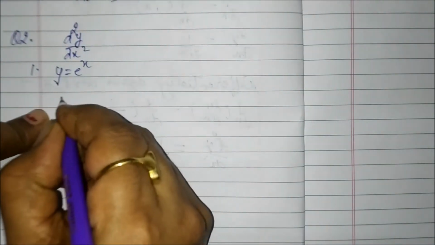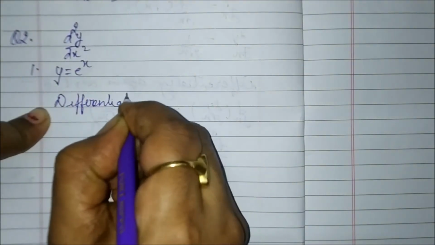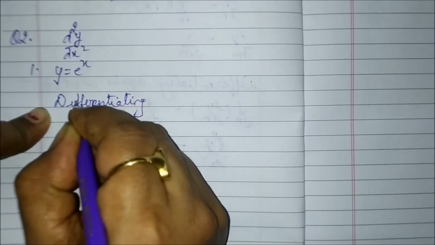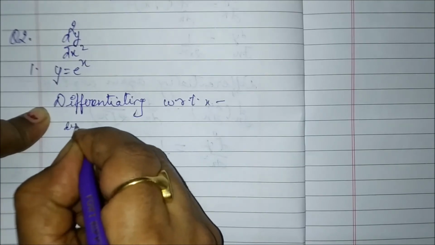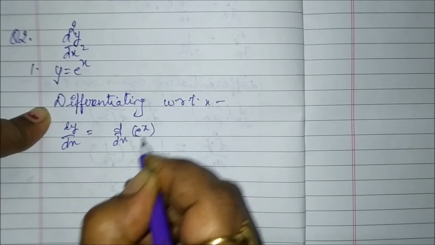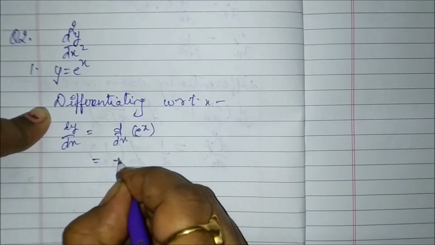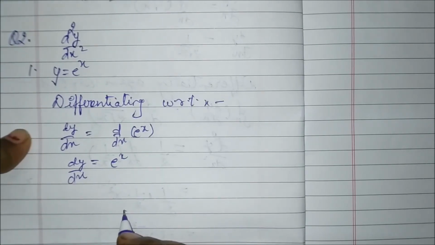Now second question. In this question also we have to find d2y upon dx2. Here function is given y equals to e raised to x. As we have done in earlier question 1, the same way we are doing here also. Differentiating with respect to x we get dy by dx is equals to d by dx of e raised to x. Derivative of e raised to x is e raised to x.